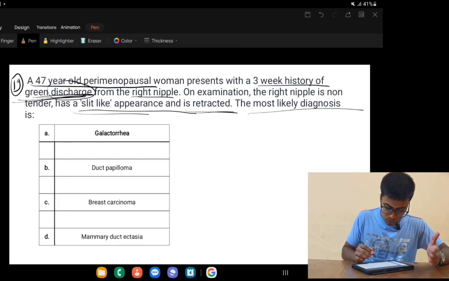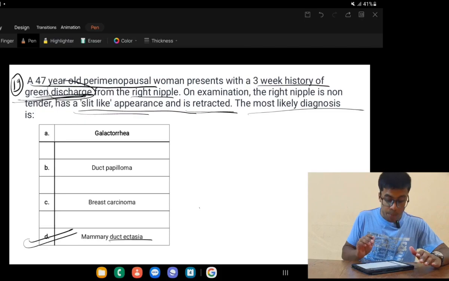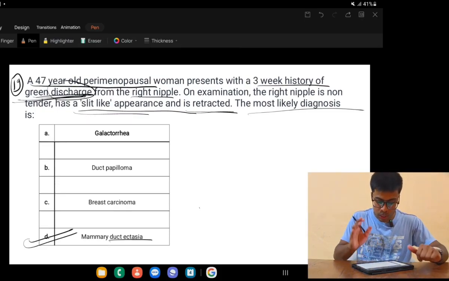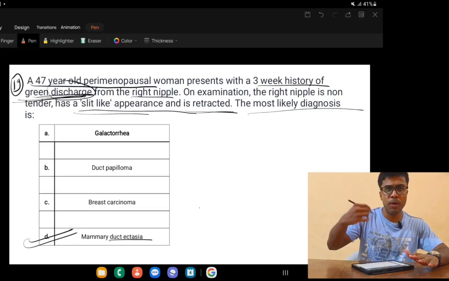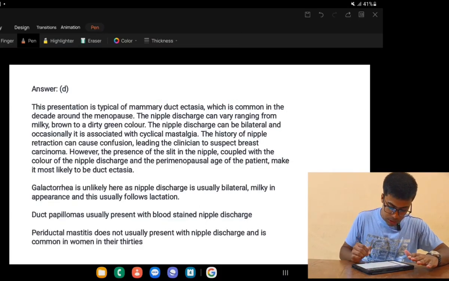In green discharge, it must be a duct ectasia, that is a mammillary duct ectasia. But this is the wrong way to solve a question. You can't depend on discharge color only. You should know one step ahead. Let's see the full scenario or description of this MCQ.